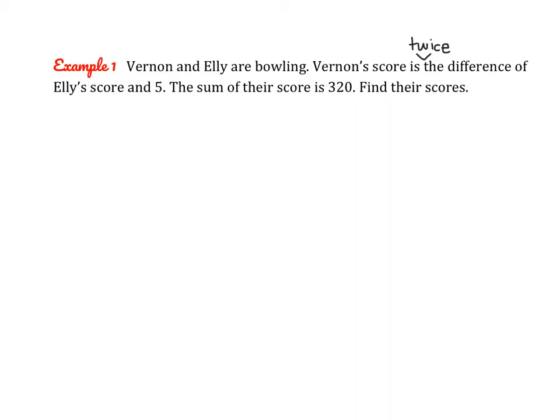So we need to pick one of their scores and define it as a letter. So since it says Vernon's score is twice the difference of Ellie's score and 5, it would be best for us to define Ellie's score. So let's say E equals Ellie's score. So that's that D in desk. We've defined our variable. So now we need to find a way to make an equation.